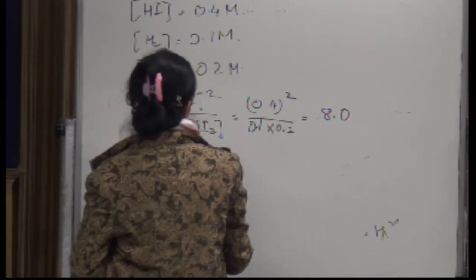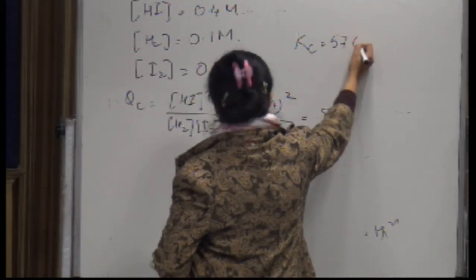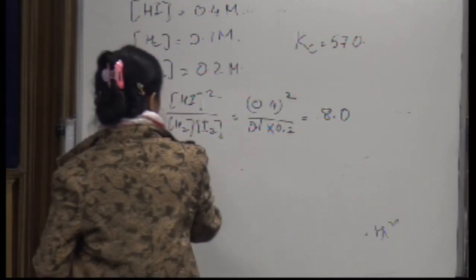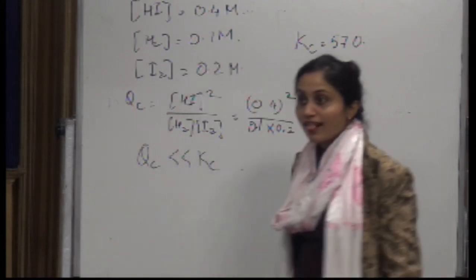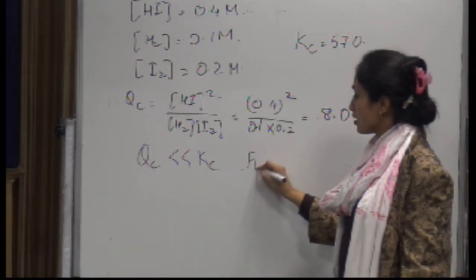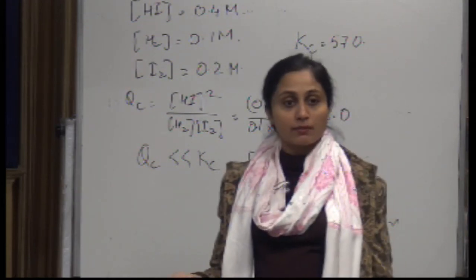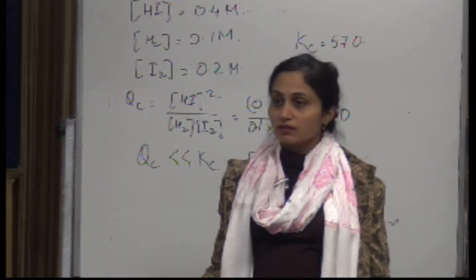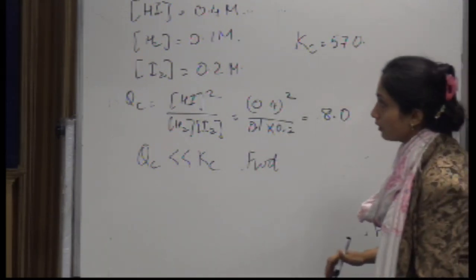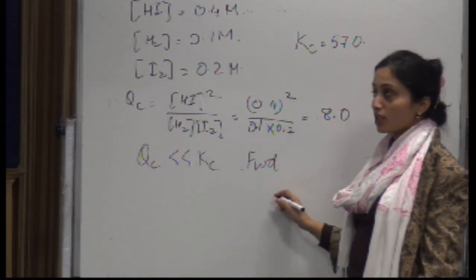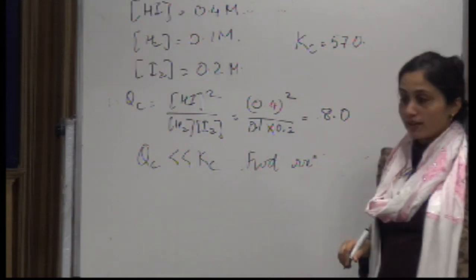So you see that your Kc is equal to 57. So QC will be much less than Kc now. तो forward. So guess मत करना because there will be only three options: forward, backward, at equilibrium, or none of these. So in this case you will have QC to be much less than Kc, and that will result in a forward reaction.